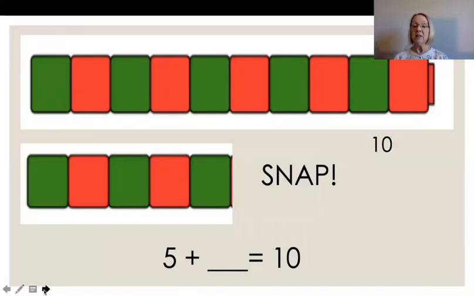All right, now we're going to do an activity called SNAP. You may have done this in your classroom where your teacher holds up 10 snap cubes, and then she puts them behind her back and says, snap, and then she shows you what she has in her hand. So in this case, I have 10 snap cubes. I put them behind my back, and then I show you 5, and I say, what is missing? And you tell me 5, because 5 plus 5 equals 10.